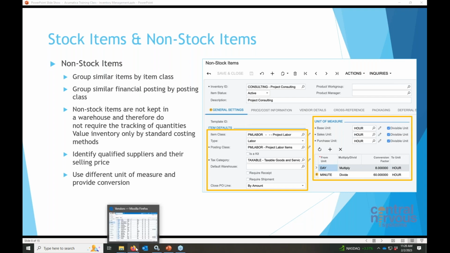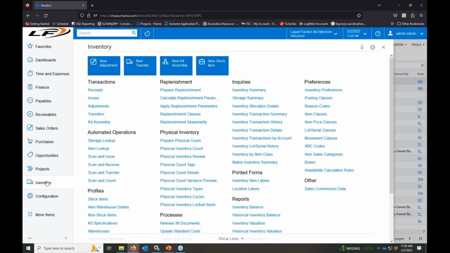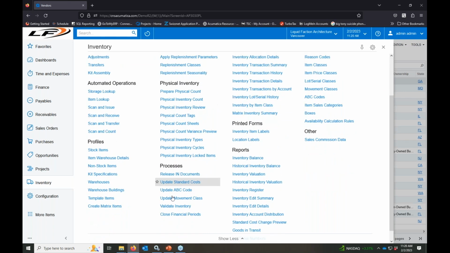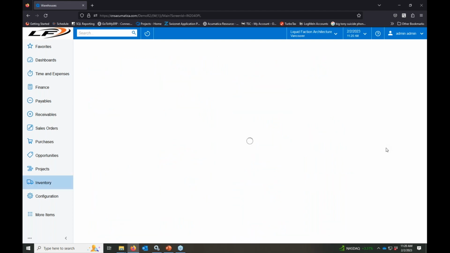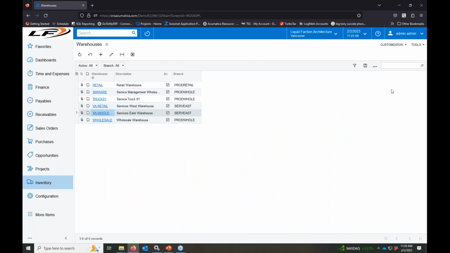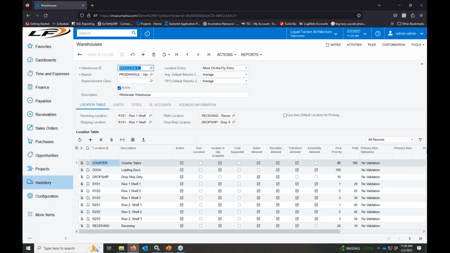Let's have a look at Acumatica. So we'll head over to inventory, and I've got show all here, but profiles is really where a lot of the foundation information is set up. So if we take a look at warehouses, and we look at, say, that wholesale warehouse that was a default, we've got a number of different locations within that warehouse. And we have a receiving location, a shipping location, RMA, and dropship location dictated, which is pulling from this table.